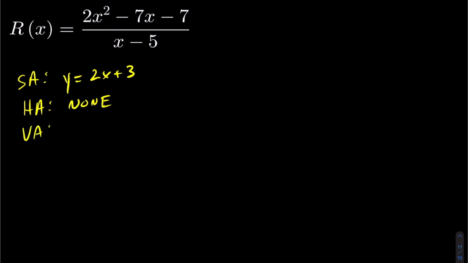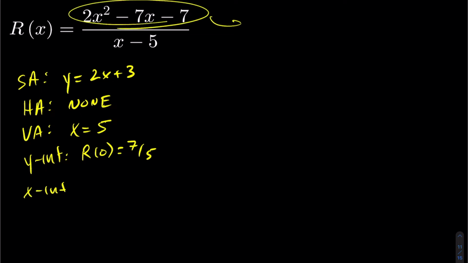Moving on though, we do have a vertical asymptote, which is going to be x equals 5. As a reminder, that exists when the bottom is 0. We have a y-intercept, which happens when you evaluate your function, in this case r at 0, in which case we get 7/5. And we have an x-intercept here. To examine the x-intercept, take a look at the top, and I'm going to look at the discriminant of this quadratic, which is going to be negative 7 squared minus 4ac.